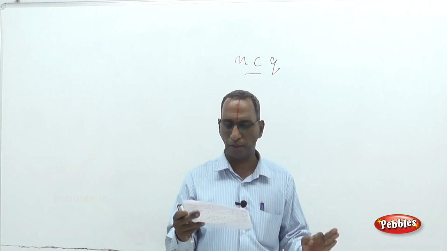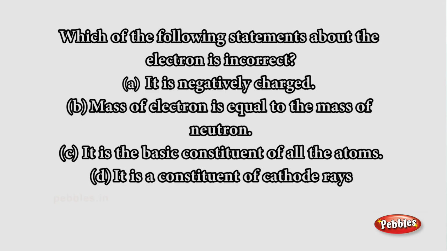Let me read this question. Which of the following statements about the electron is incorrect? So you have to identify the incorrect statement. First statement A reads that it is negatively charged, which means electrons are negatively charged, which is a correct statement. Second statement reads that the mass of the electron is equal to the mass of the neutron.